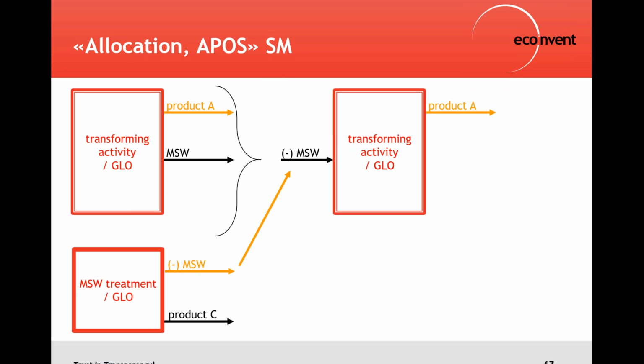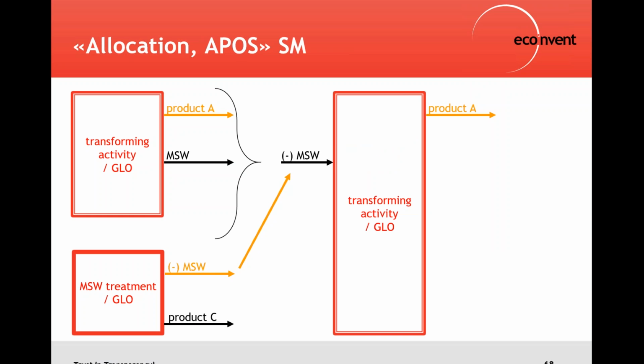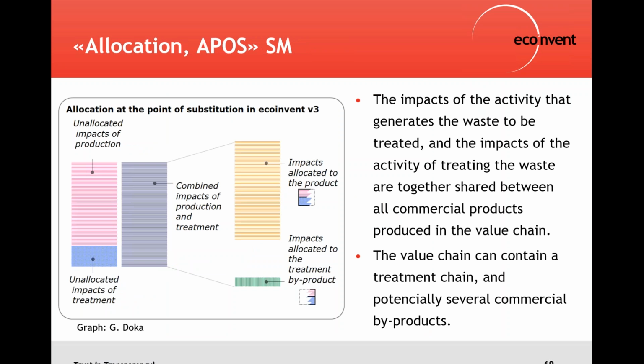So what do we do? We will apply small system expansion, and product C, which is produced out of treating the waste, municipal solid waste, is allocated here, where actually municipal solid waste is originally produced, in the transforming activity that generates the waste. What does it mean?